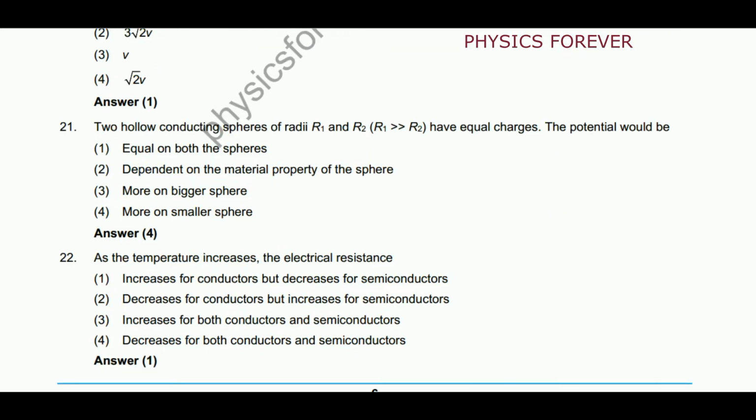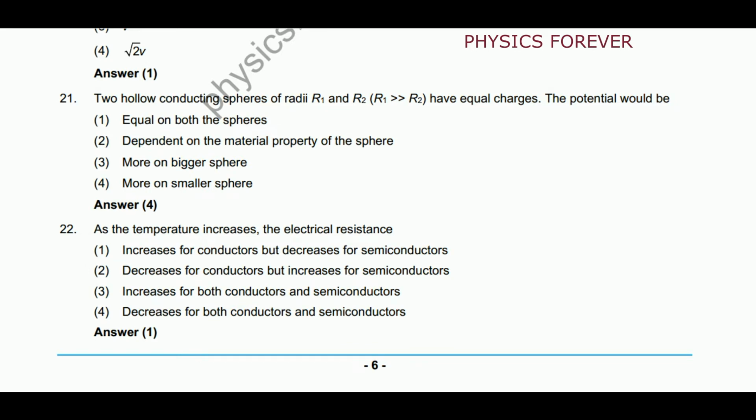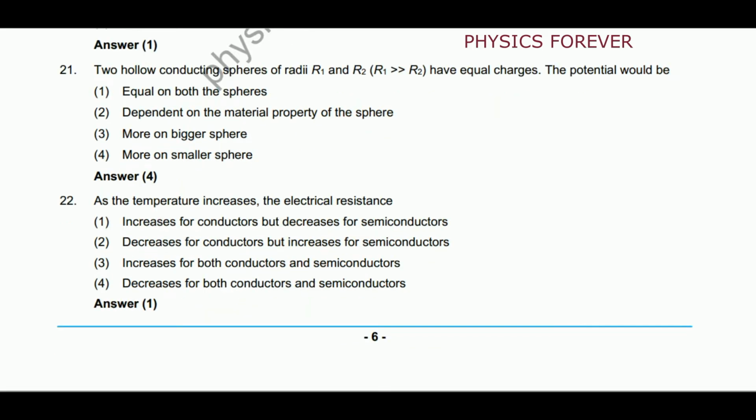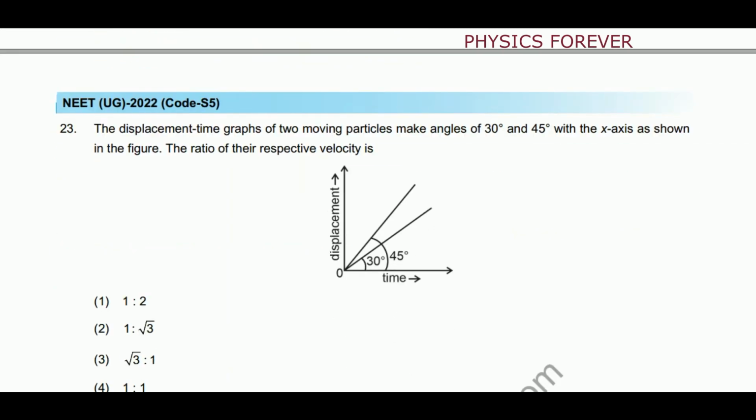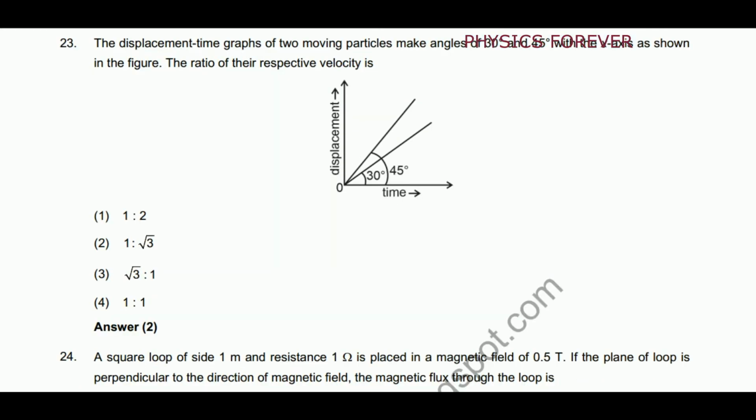Okay, then 22, as the temperature increases, what happens to the electric resistance? It increases for conductors but decreases for semiconductors. Answer is 1. So then 23, from this figure, the displacement time graph of the two moving particles makes 30 degree and 45 degree. What is the ratio? Answer is 2. Then 1 is to root 3.